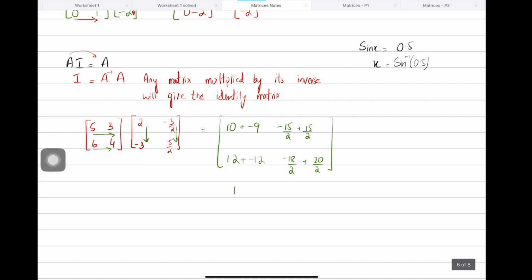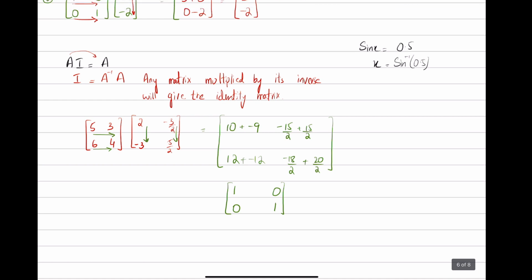10 plus minus 9 is 1. Minus 15 plus 15 upon 2 is going to be 0 upon 2, which is 0. 12 plus minus 12 is 0. Minus 18 plus 20 upon 2 is going to be 2 upon 2, which is equal to 1. So what did you observe? When we took a matrix and multiplied it by its inverse, what did we end up with? We ended up with the identity matrix.